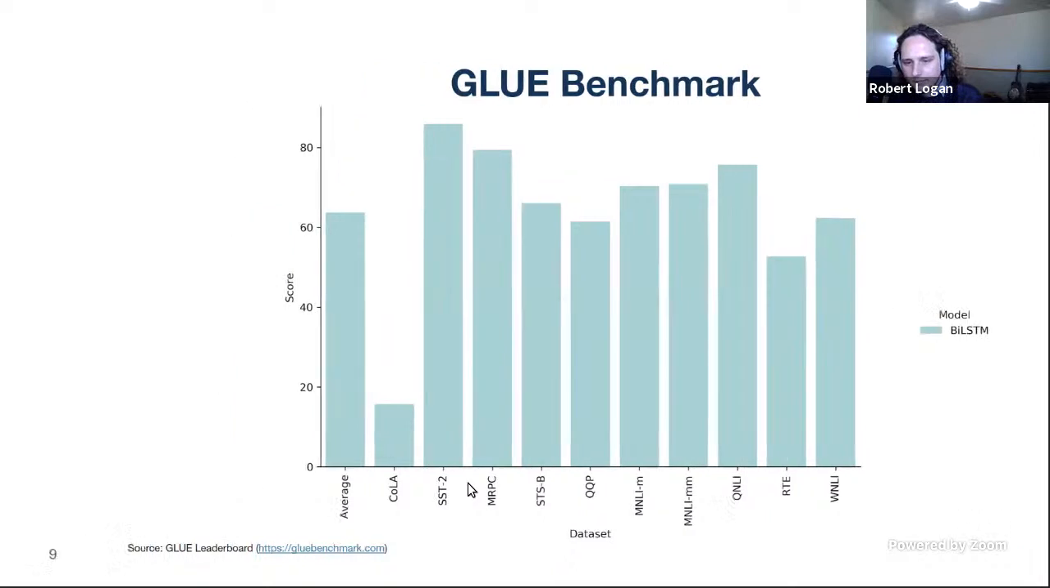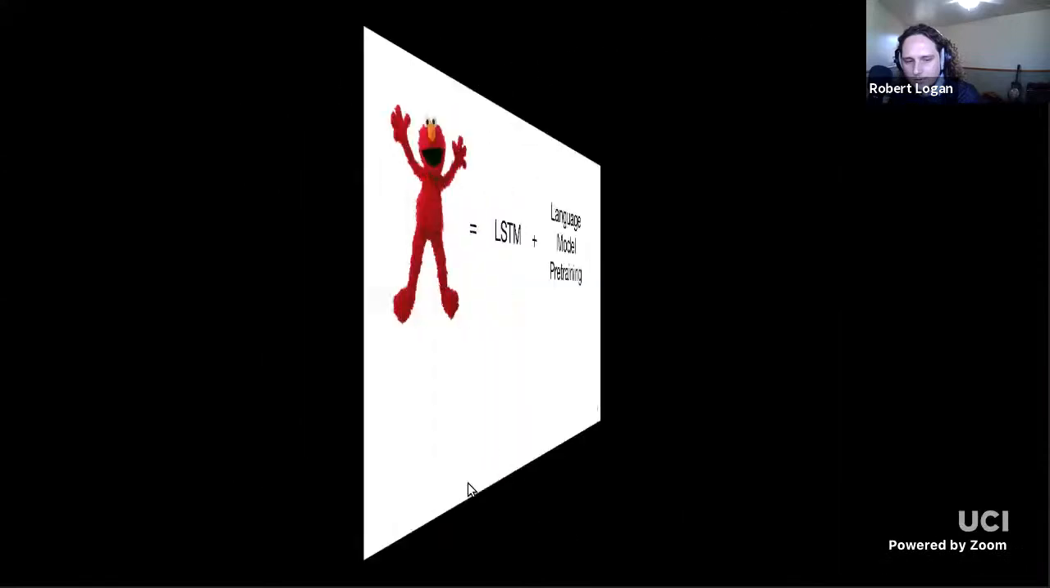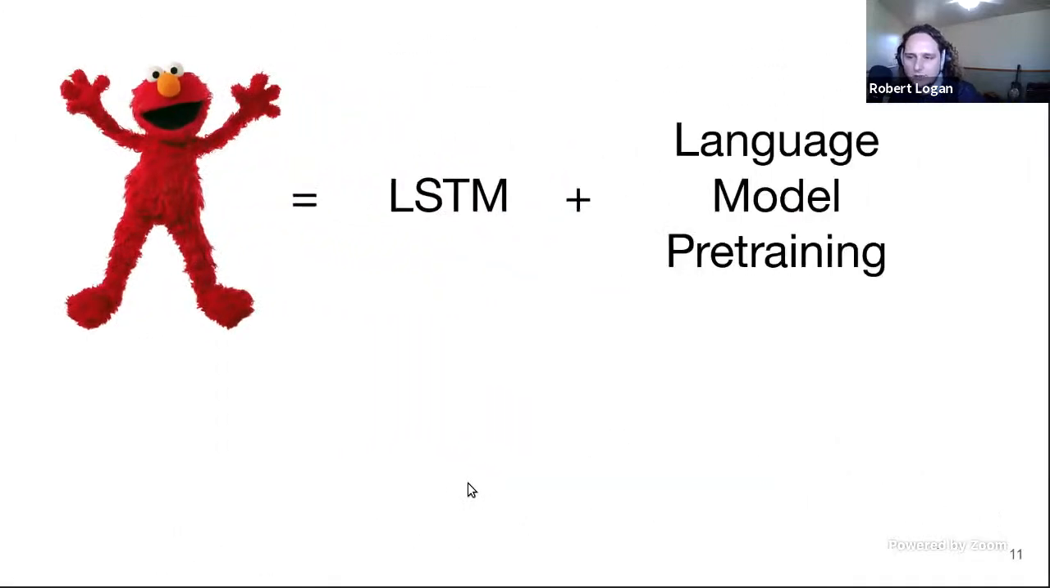So that is a summary of what 3 years ago in NLP looked like. And now let's move forward 1 year. If you didn't catch the change in the last slides, the only thing that we've really switched out is we've taken our LSTM and bi-LSTM and switched it with ELMo. To quickly explain what ELMo is, it's actually fundamentally the same model as a bi-LSTM. But we've added this additional step that we call language model pretraining, where basically we use a language modeling objective to train the model weights, and then we transfer it to a downstream task.